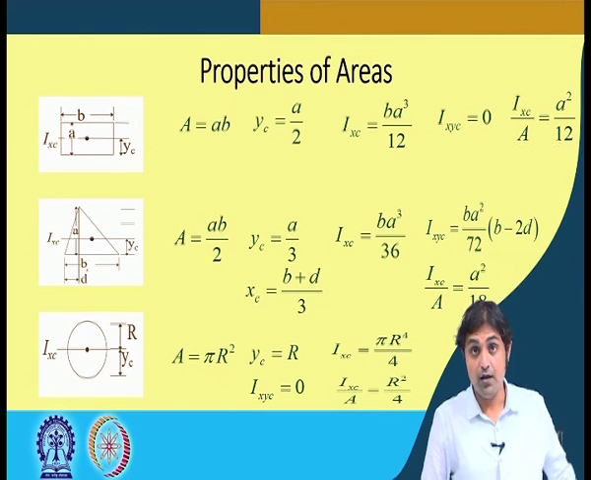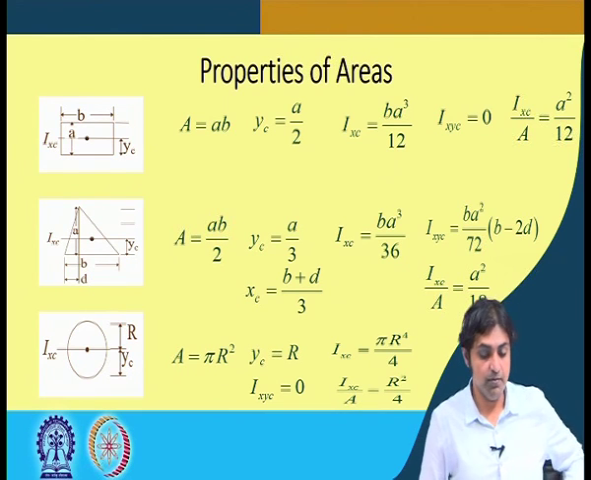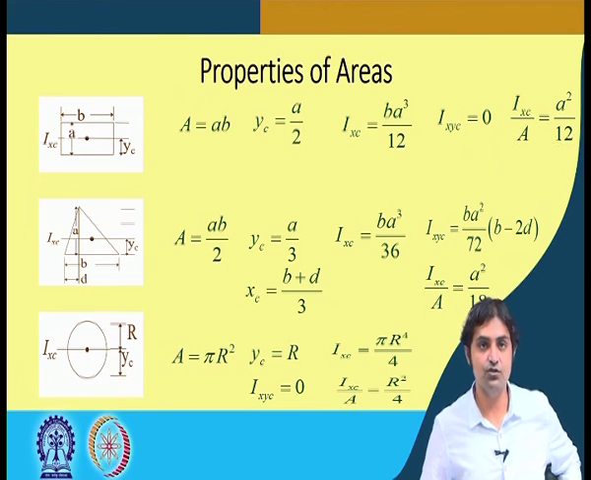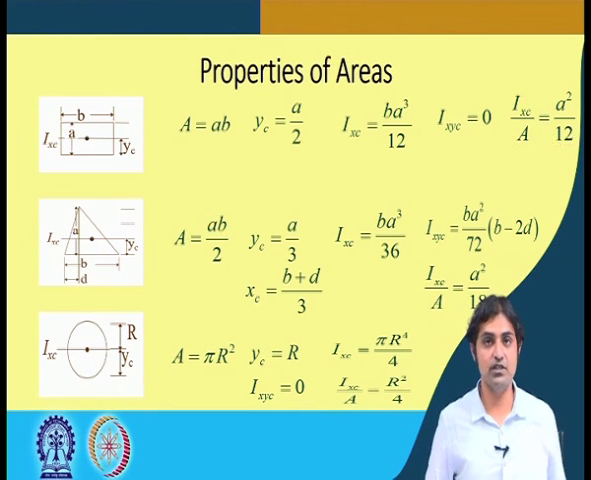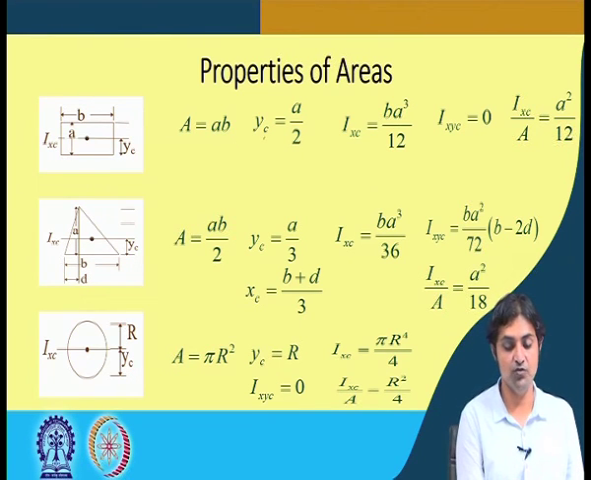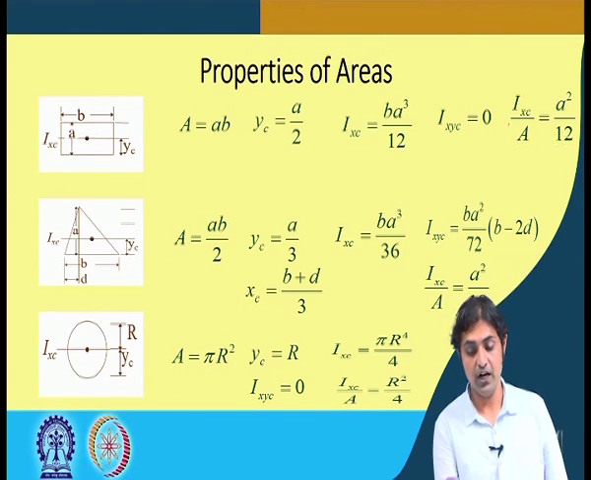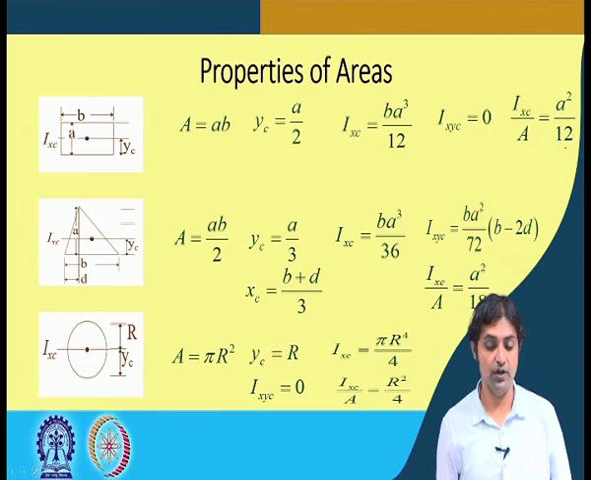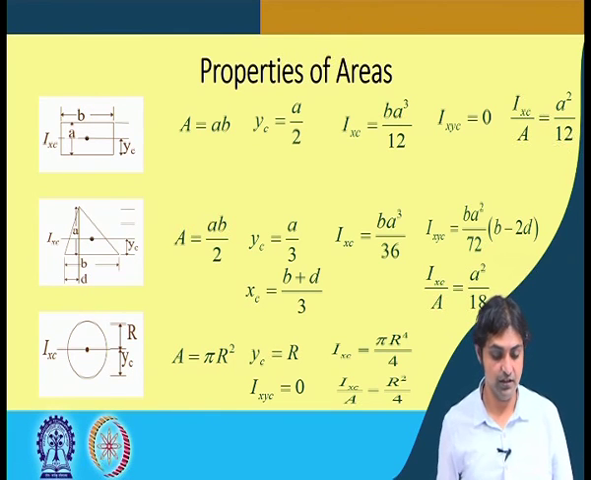So, now there are some properties of area which you will be supplied with. This is very easy to handle, you do not need to remember this slide. So, for this rectangle, the area is AB, the depth of the centroid is A by 2, IXC is BA cube by 12. This is symmetric about the centroid, right? So, IXYC is 0, where IXC by A is A square by 12. You can just simply see.